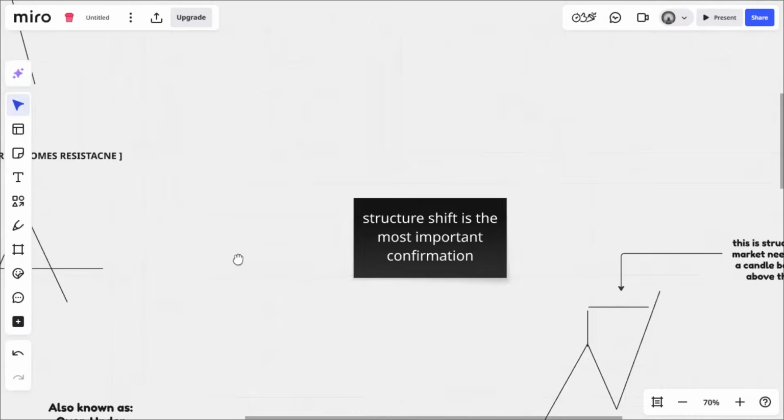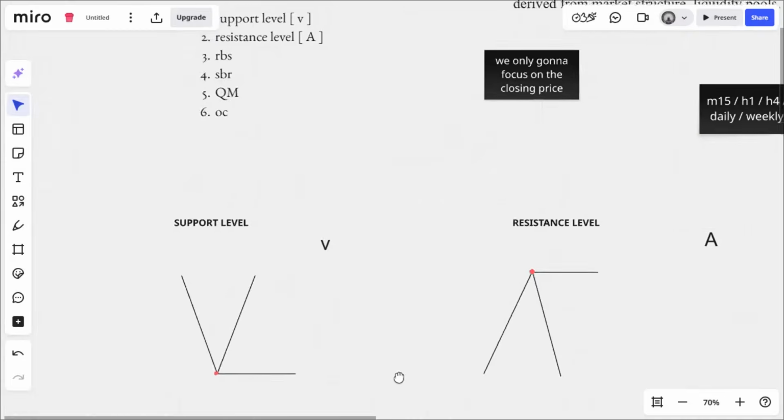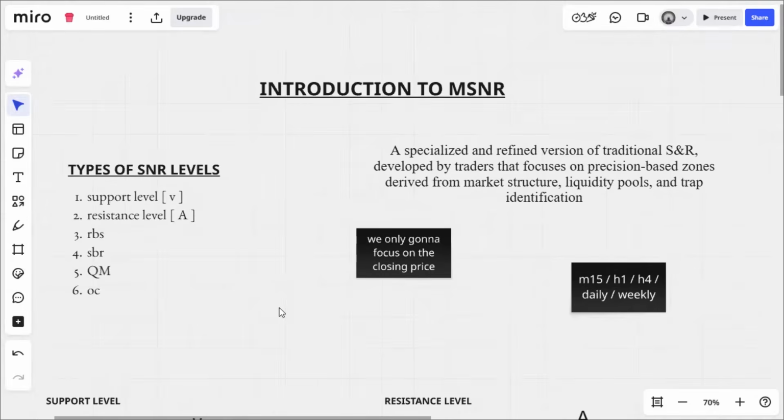So those are the things that I needed to explain in this video, and I'll be uploading other videos about MSNR and my trade breakdowns and my setups and everything.